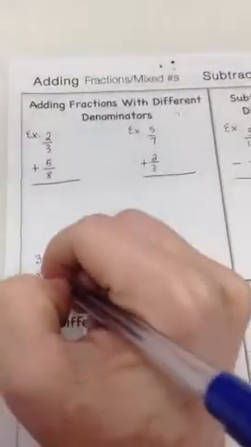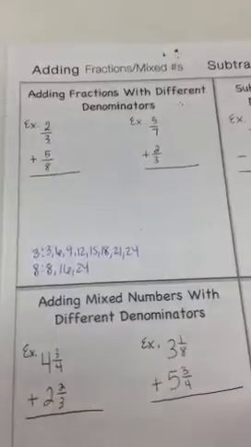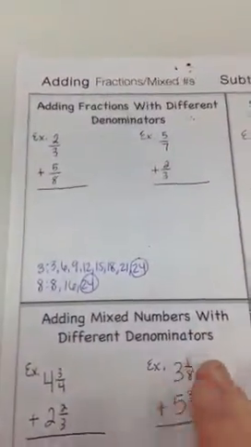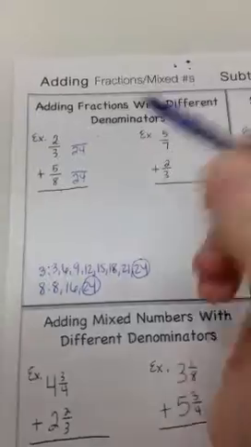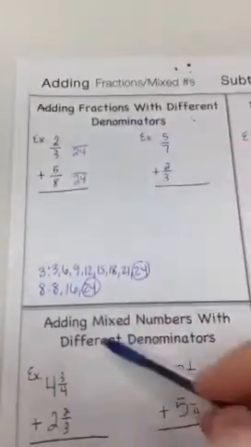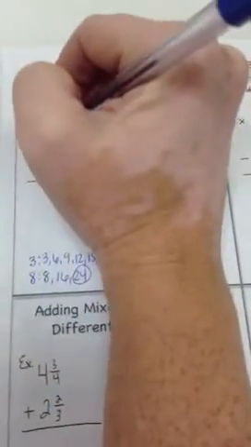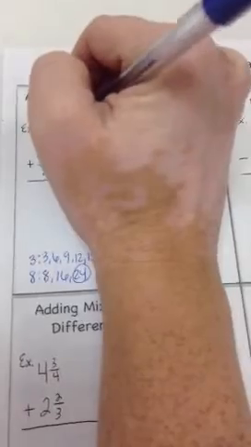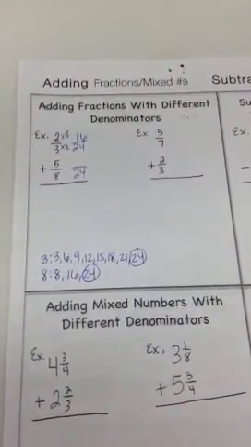Then I could do the 8s. 8, 16, 24, and I hit one, 24. So that is going to be my common denominator. So I write it right up here. I know it took 8 3s. It took 8 of them to get to 24. So 3 times 8 is 24. 8 times 2 is 16. Whatever you do to the bottom, you have to do the exact same thing to the top.